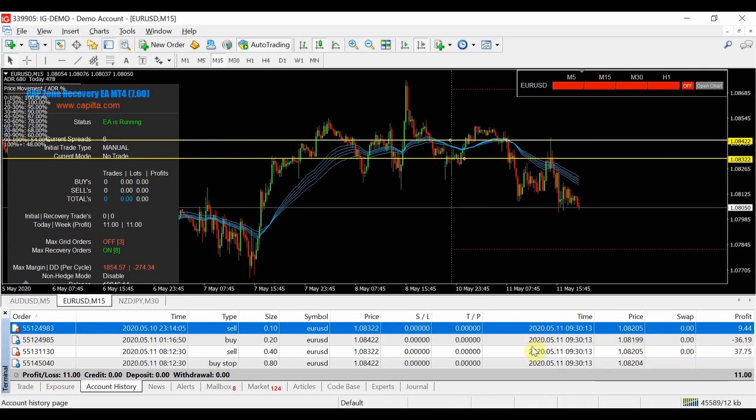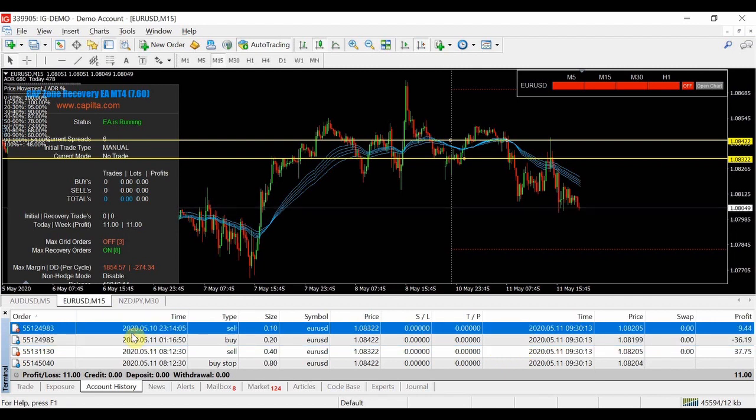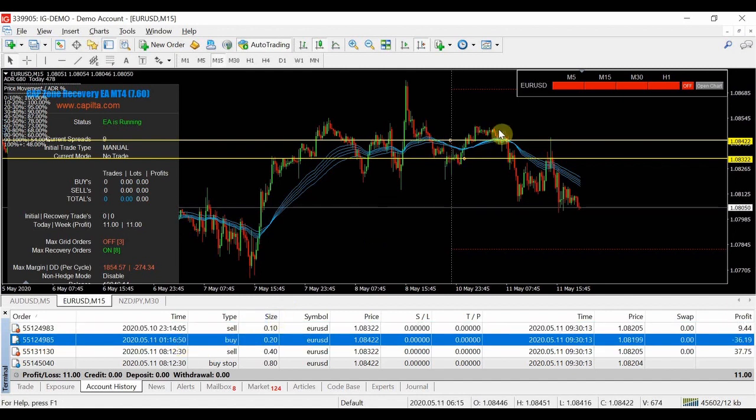We closed out all the trades at 9:30 in the morning. For those who remember, we opened the original sell trade the night before at 11:15, which was this sell order over here. Then price quickly went against me, not in my favor, and at 1:16 in the morning it placed a buy trade at this level here, which has now created my recovery window, as distinguished by these two yellow lines.